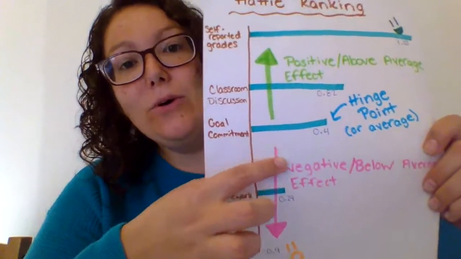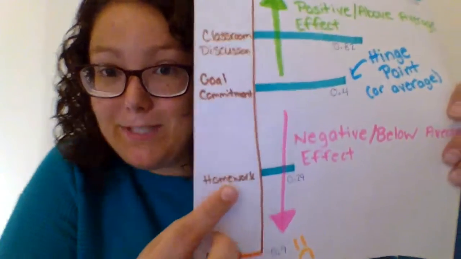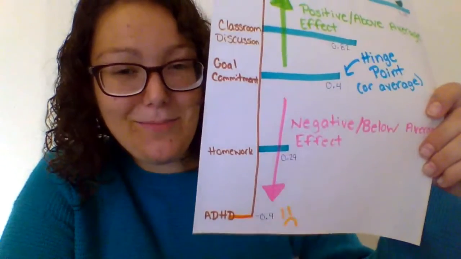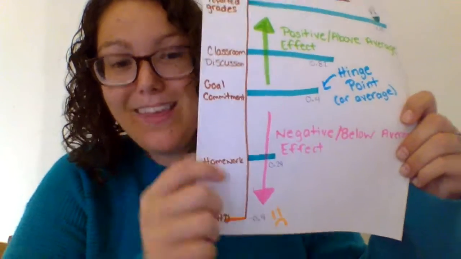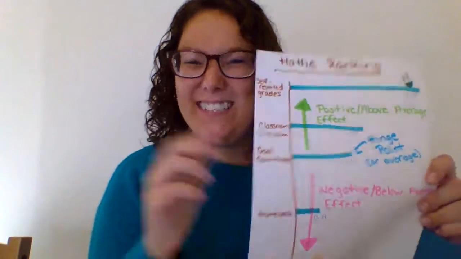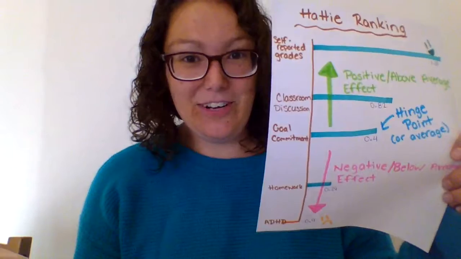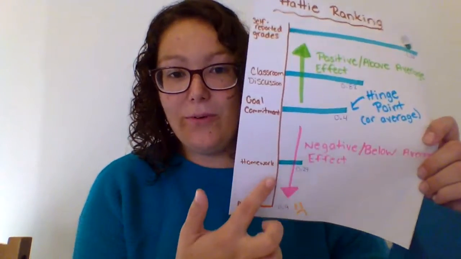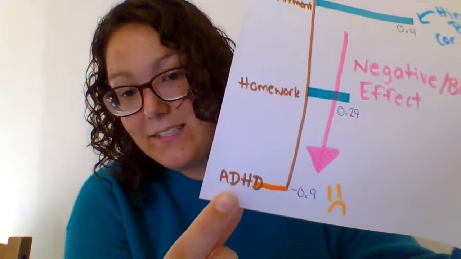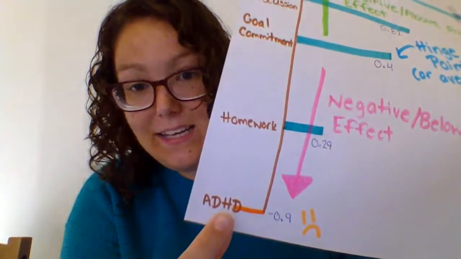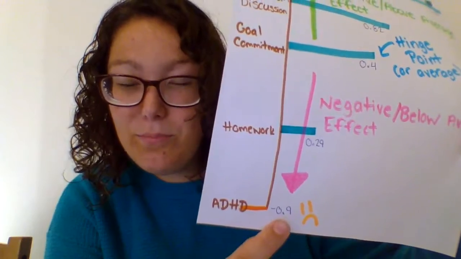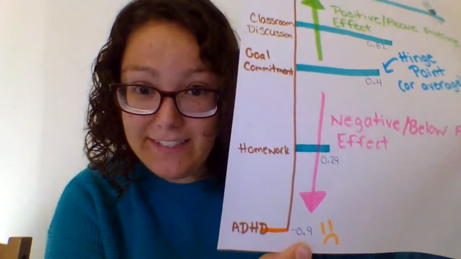If something is below 0.4, like, some people might be surprised to know, homework only ranks at 0.29, pretty significantly below 0.4. That is below average. So it doesn't have that great of an effect on student learning and on visible learning and visible teaching. You could also go all the way down to the lowest, and you actually get into the negatives. Our lowest one on the list, of all 252, is ADHD. So students who are suffering from ADHD, that's a negative 0.9 effect on their learning, guys.